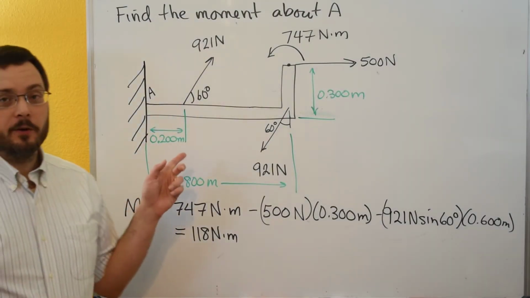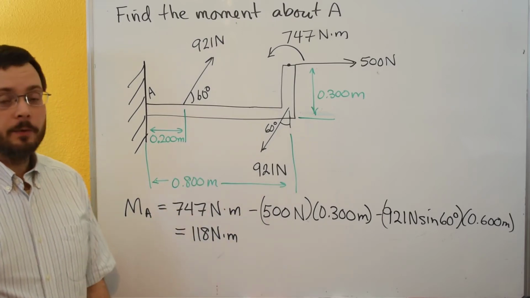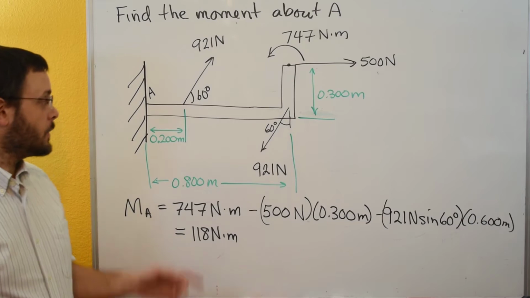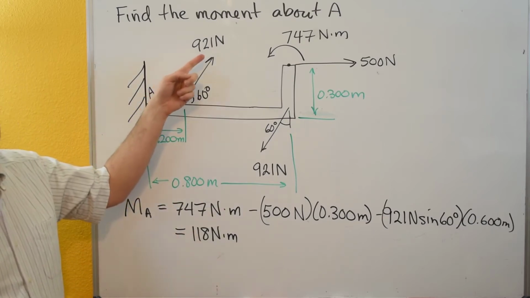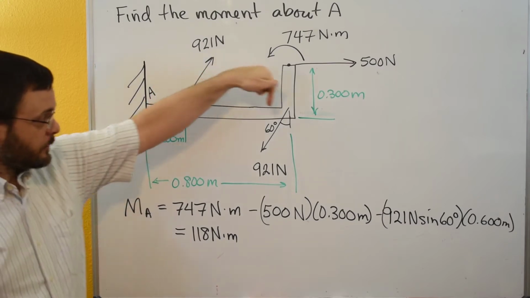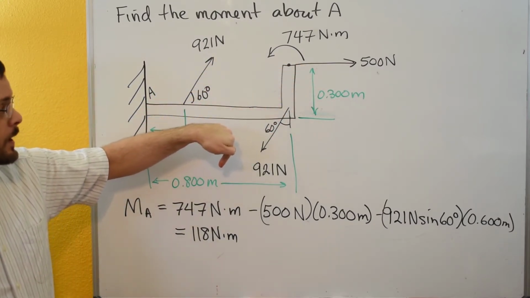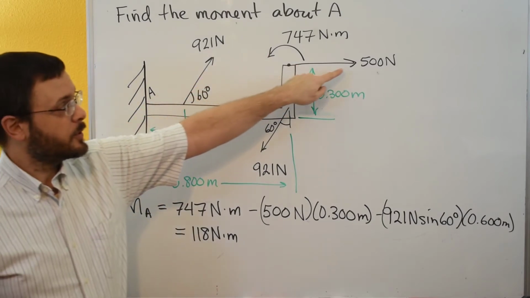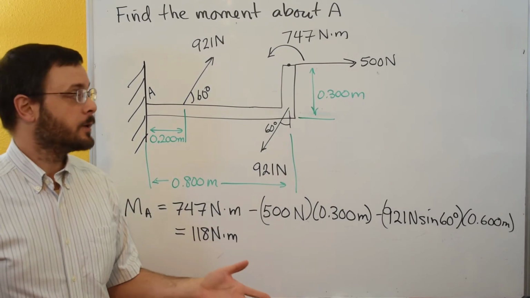So this is our third video on moments caused by couples. In this system we have a couple moment here where we have 921 newtons, and then we have the 921 newtons going in the opposite direction. We have just a regular old force, 500 newtons, so we can see how we deal with those when they're mixed in with couple moments.